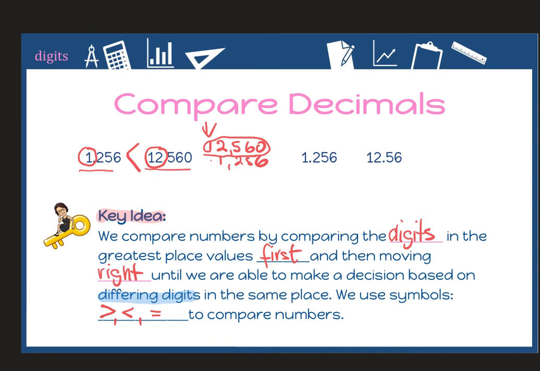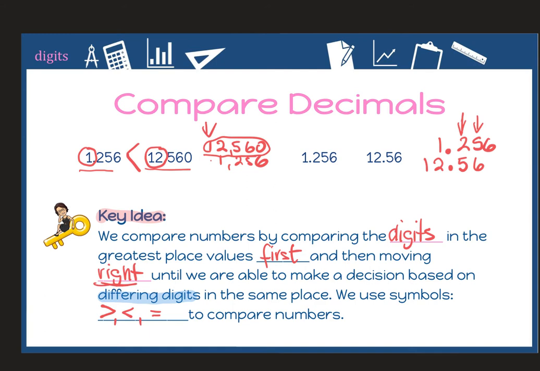With decimals, it's going to be slightly different because we have to line them up using the same place value. It's going to look like you're lining up the decimal points. So let's do 1 and 256 thousandths, and then we have to shift the 12 here because the decimal points need to be in the same spot to have the same place value together, because 5 belongs to the tenths place and 6 belongs to the hundredths place. This is your tenths place, this is your hundredths.